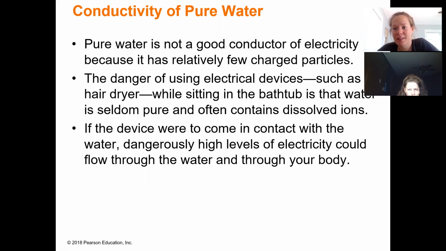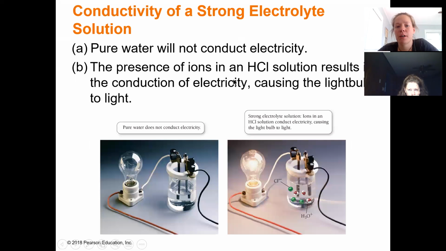and as far as this being an electrolyte solution, pure water is not a good conductor of electricity because it doesn't have a lot of ions in it. But if you put hydrochloric acid in solution, there's all these charged particles floating around. So the water can act as a current bridge for, let's say, a light bulb that's plugged in. You can run a current through it. You can electrocute yourself in an electrolyte solution, but not in a pure water solution.